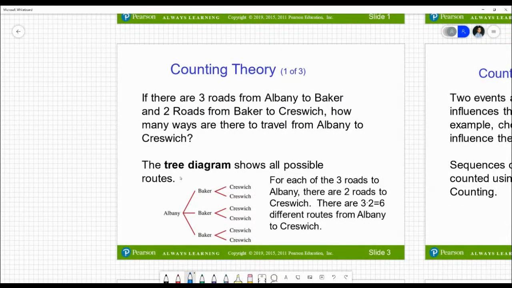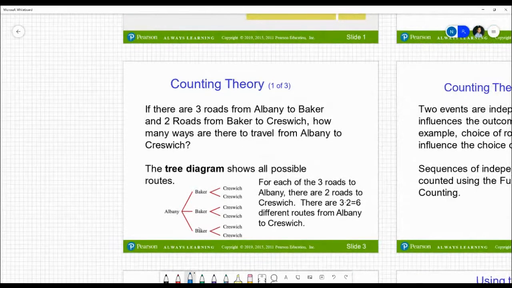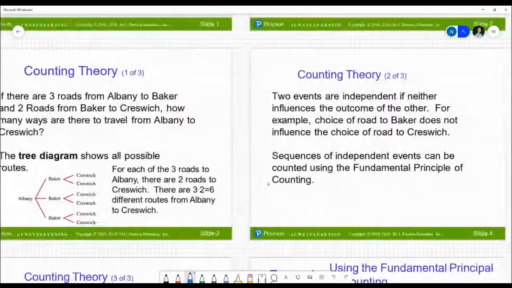First, we're going to look at this tree diagram, and this will enable us to determine how many ways something can happen. If we have 3 routes from Albany to Baker and 2 routes from Baker to Crestwich, how many ways are there to travel from Albany to Crestwich? You can see that from Albany, we have 3 different ways to go to Baker. From Baker, we have 2 different ways to go to Crestwich. So here, we have 6 different total possibilities to go from Albany to Crestwich. This is called the fundamental principle of counting.